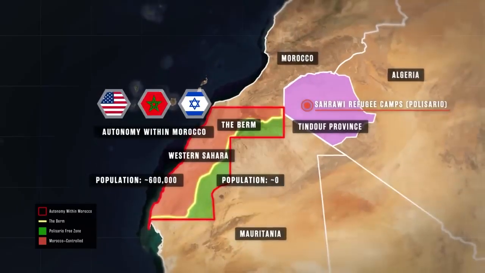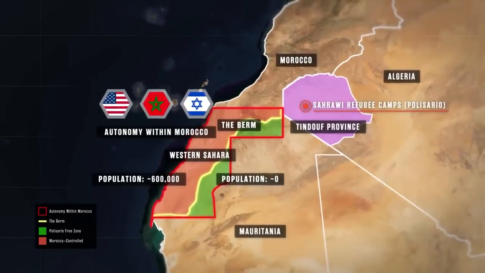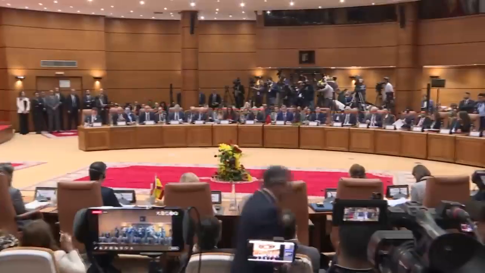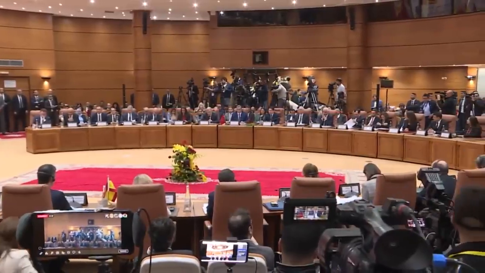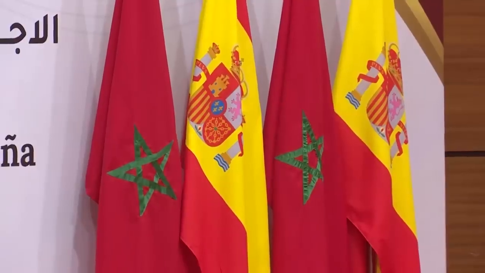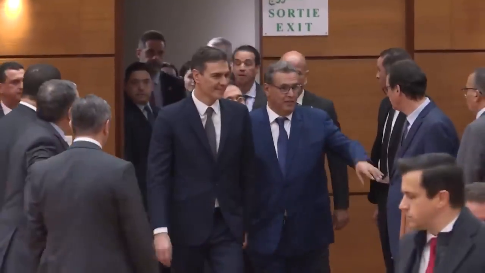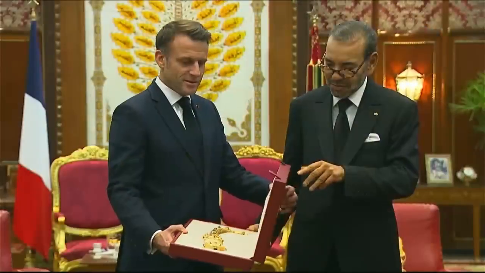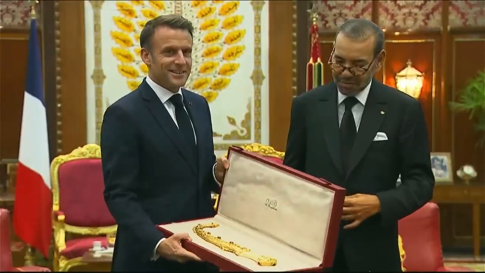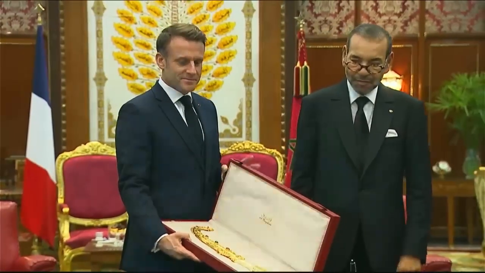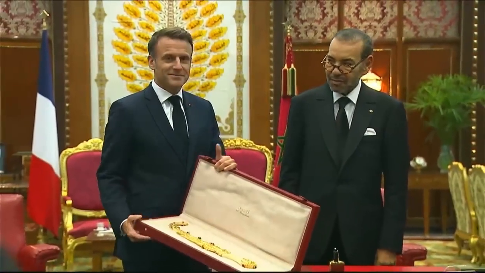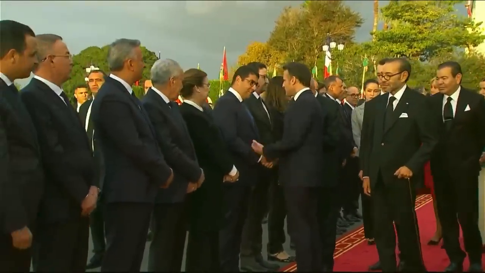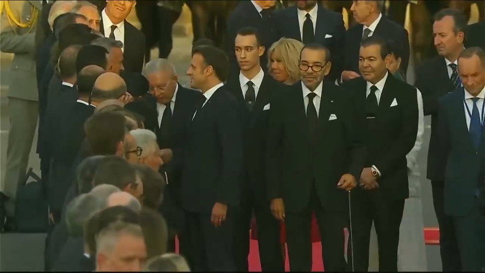This plan is currently the plan supported by the United States and Israel, but other Western-aligned countries have started supporting it as well. In 2022, Spain publicly accepted Morocco's plans for Western Saharan autonomy within Morocco, which led to Algeria withdrawing its ambassador from Madrid in protest. And then in October of 2024, the French also voiced their support for Morocco's plans for Western Saharan autonomy within Morocco, which also infuriated Algeria and led to the Algerians withdrawing their ambassador from Paris as well.